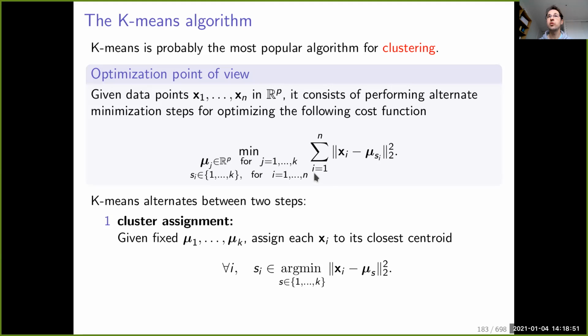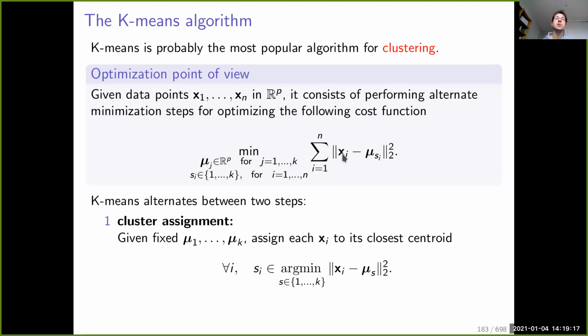It sums over the data points the squared norm, the squared distance between each data point x_i and a well-chosen centroid mu_{s_i}, such that many points share the same centroid, meaning they are in the same cluster. So now, assuming that the centroids are fixed, they are given to you, how would you minimize this objective?